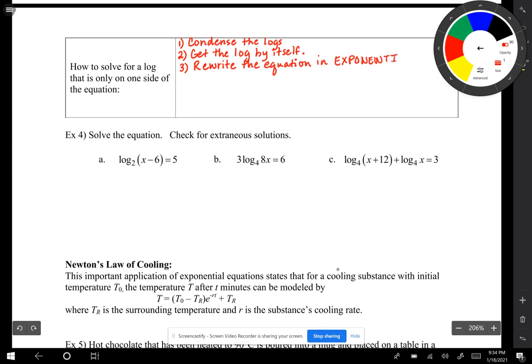I would highly recommend using these notes on your test for this particular section because there are so many steps involved. Step 4: solve the equation. And lastly, when you're dealing with logs, you check your answers. So check for extraneous solutions.